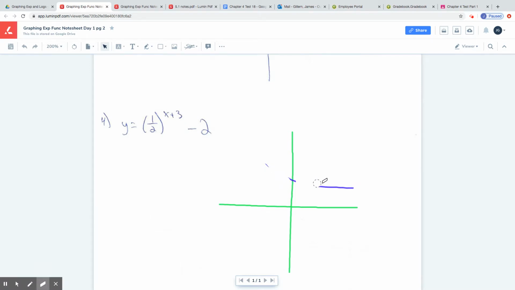The other thing, what kind of shifts do I have? What kind of transformations do I have going on to this graph? All right. Well, I have this and I have that. This is going to move it down 2. This is going to move it to the left 3, because if I set this equal to 0, I would get -3. So what is my horizontal asymptote going to be for this problem? Well, my horizontal asymptote is whatever that number is. So it's going to be -2.